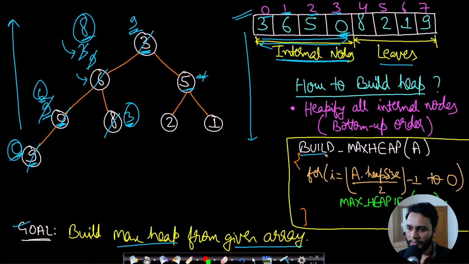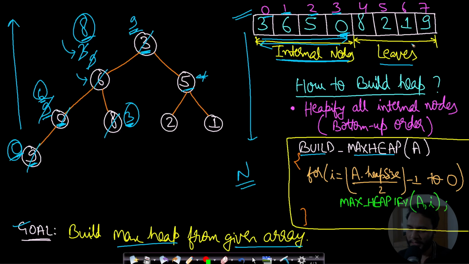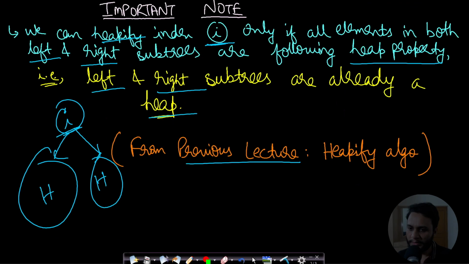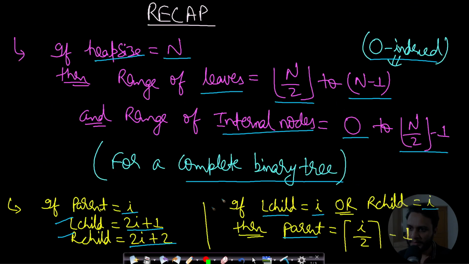So if you just look at this algorithm in order to do max heapify, what we are actually doing is we are taking all the internal nodes. This a.heap size is nothing but the value n, which is the number of nodes in the array. So we are moving from floor of n by 2, minus 1, to 0. So this is nothing but the range of our internal nodes. If you already remember, from 0 to floor of n by 2, minus 1.